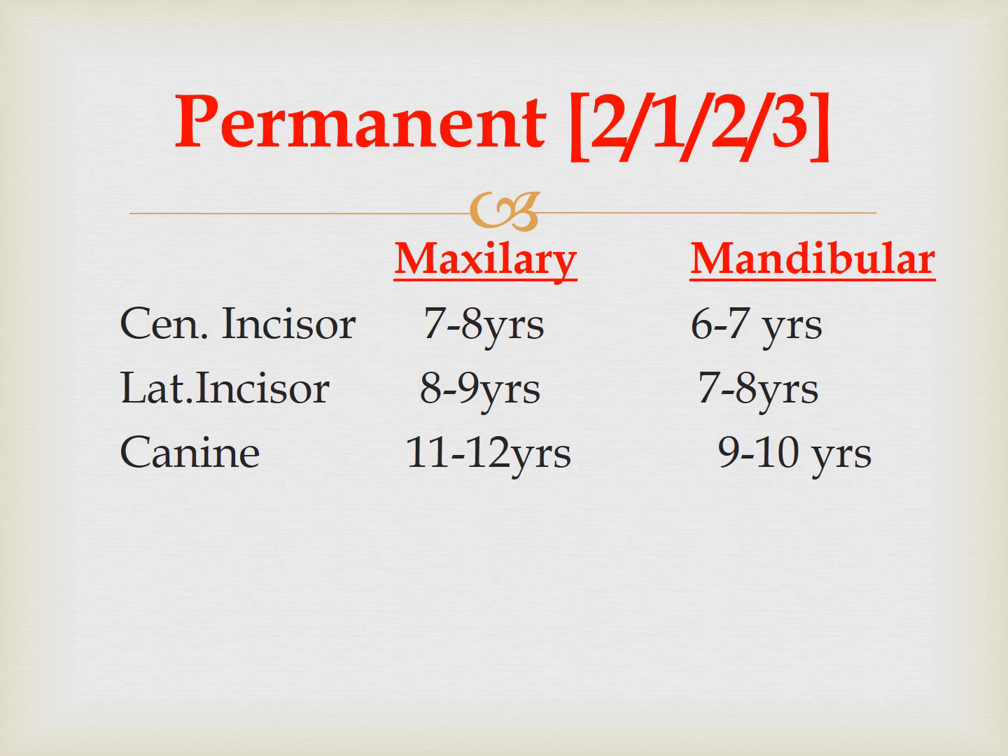And permanent teeth come after the shedding of the deciduous teeth. So central incisor, mandibular 6 to 7 years, maxillary 7 to 8 years. Lateral incisor 7 to 8 years in mandibular and 8 to 9 years in maxillary. Canine 9 to 10 years in mandibular, and 11 to 12 years in maxillary.